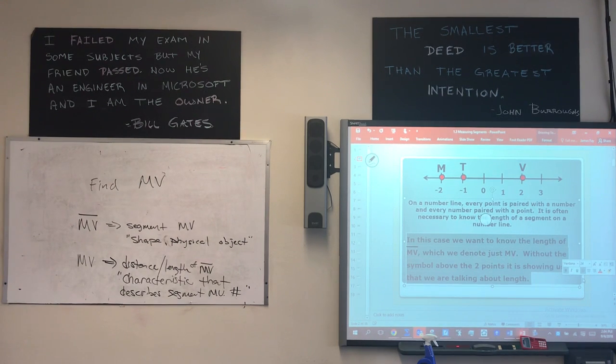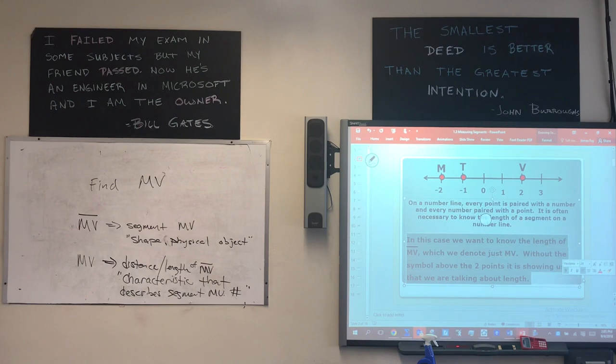So the removal of the segment symbol now brings to the table the discussion about what a length is, what a distance is of that segment. So when you see the symbol above, I want you to think, okay, it's a physical shape that I've got in my hands or in my picture. And when I take the symbol off of it, it's just MV. Now you're saying, okay, we're talking about a distance that describes it, or a length that describes that particular shape.